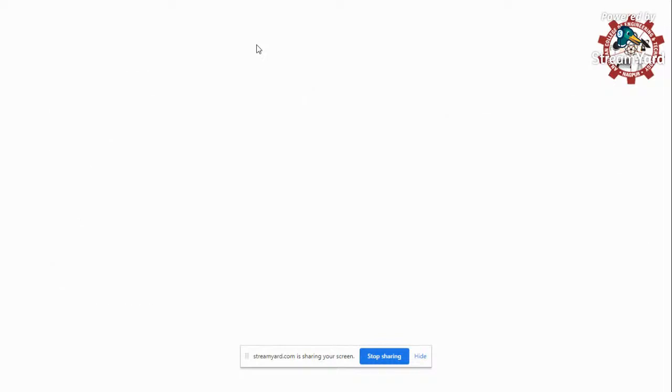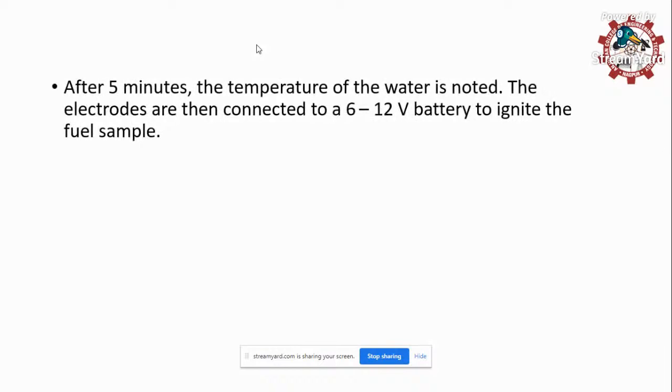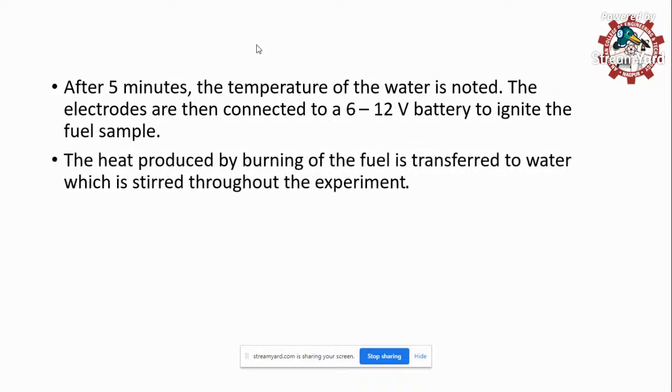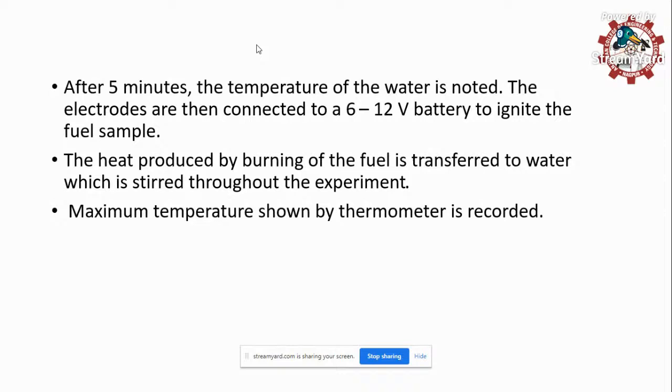The stirrer is started. After 5 minutes, I'm saying after 5 minutes, but practically we need to take at least half an hour for finding out the exact temperature of the water. After 5 to 25 minutes, the temperature of the water is noted. The electrodes are then connected to a 6 to 12 volt battery to ignite the fuel sample. The heat produced by burning of fuel is transferred to water, which is stirred throughout the experiment. Stirring is done continuously. The maximum temperature shown by the thermometer is recorded. So we get two temperatures, initial temperature and final temperature.